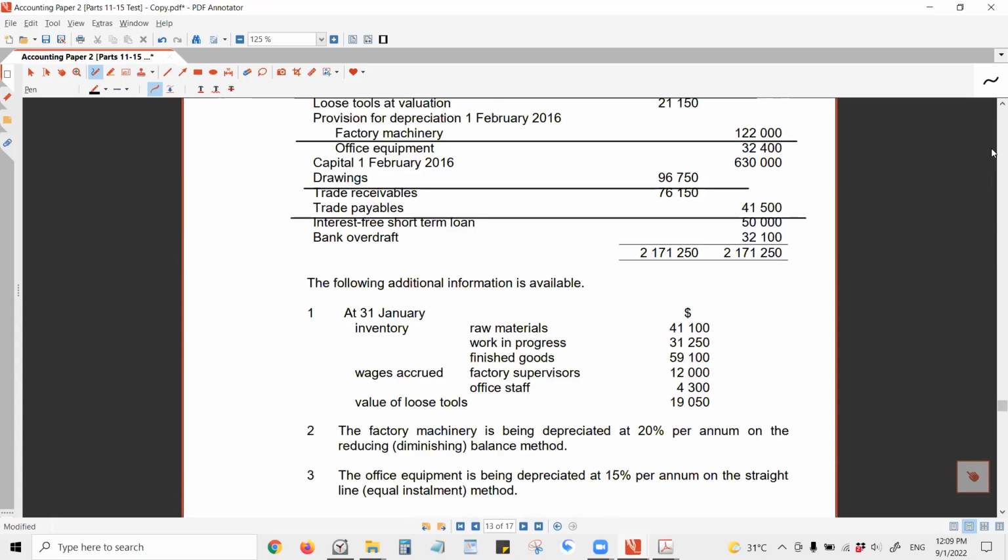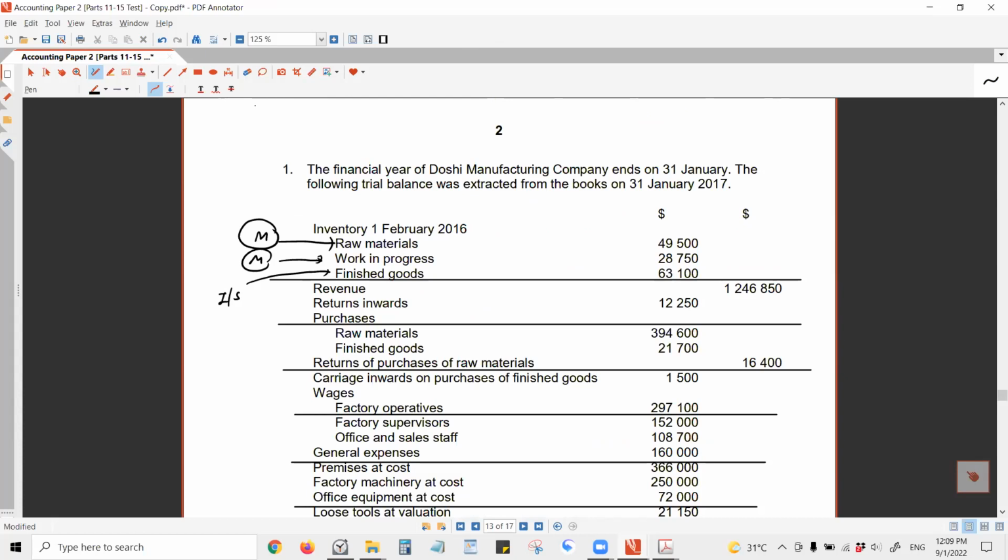So manufacturing account, okay, now come to here. The financial year of Toshi Manufacturing Company ends on 31st January. Now this question is not just about doing something with a manufacturing business. It's a company question as well. You see how they are overlapping one another? Okay, it's a company's question.